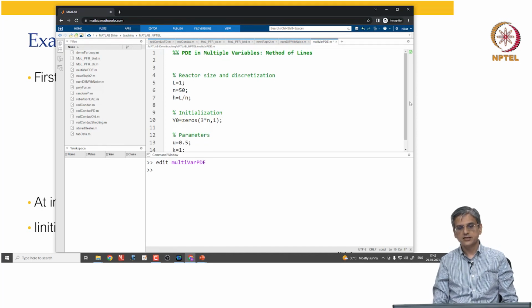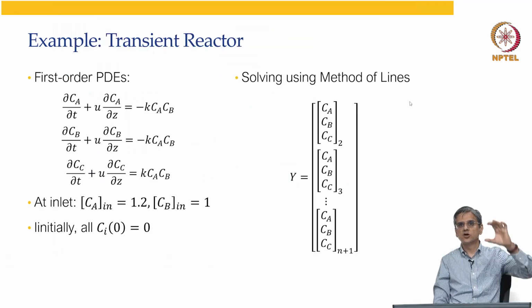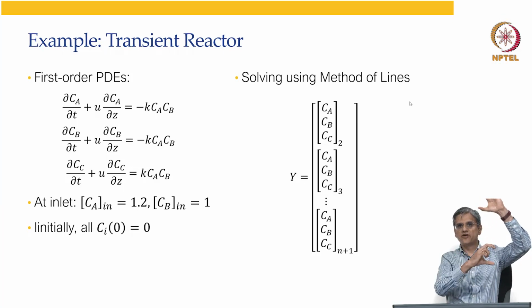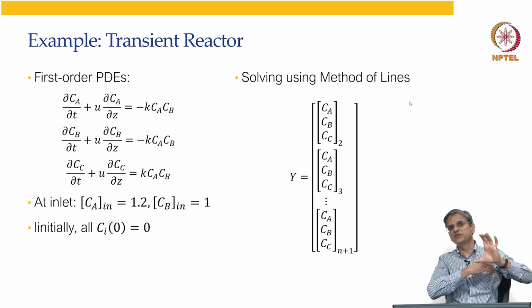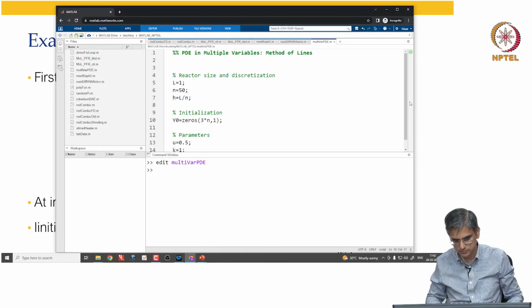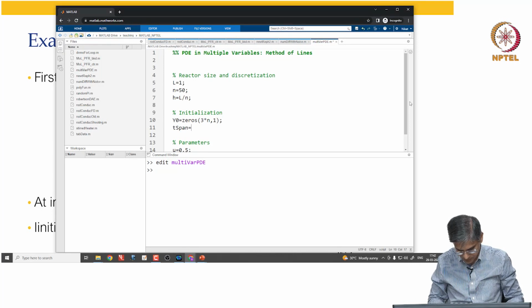Why 3 into n comma 1 is because 2, 3, 4, 5 up to n plus 1 is n numbers, and each of these is 3. So that is what we have written. T span equal to 0, like last time we will give 0, 0.5, 1, 2, 5.